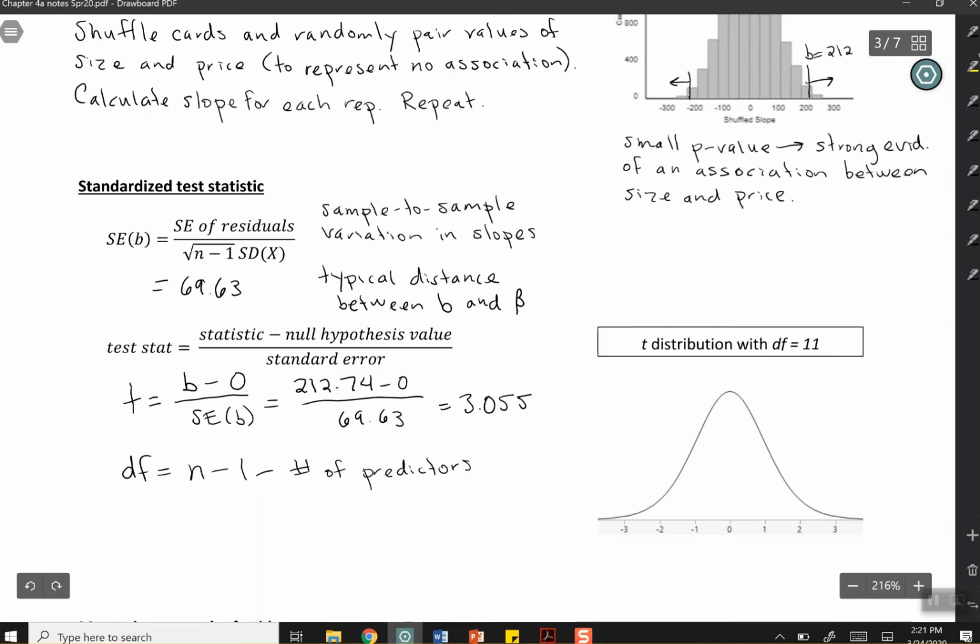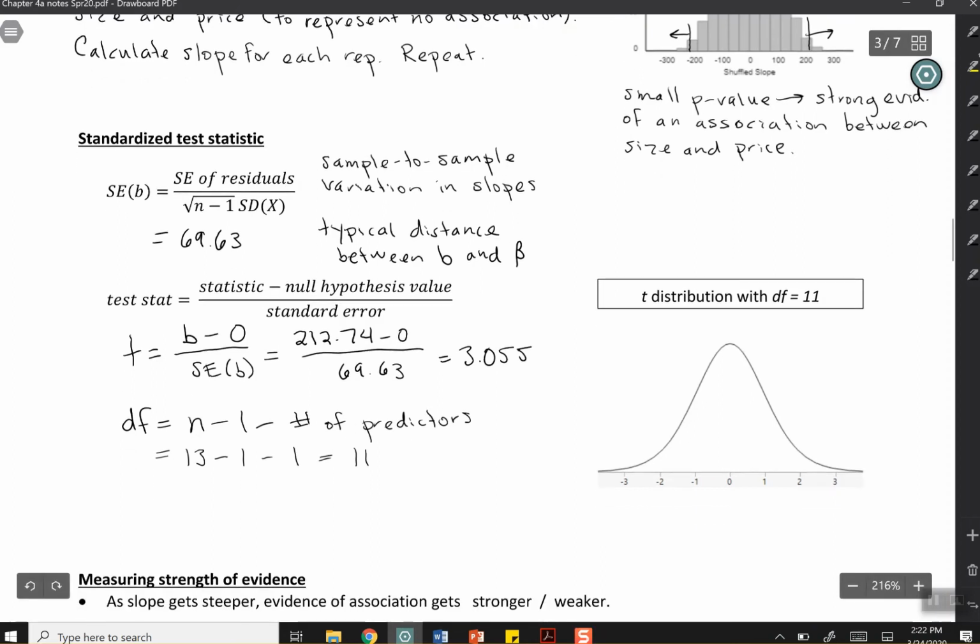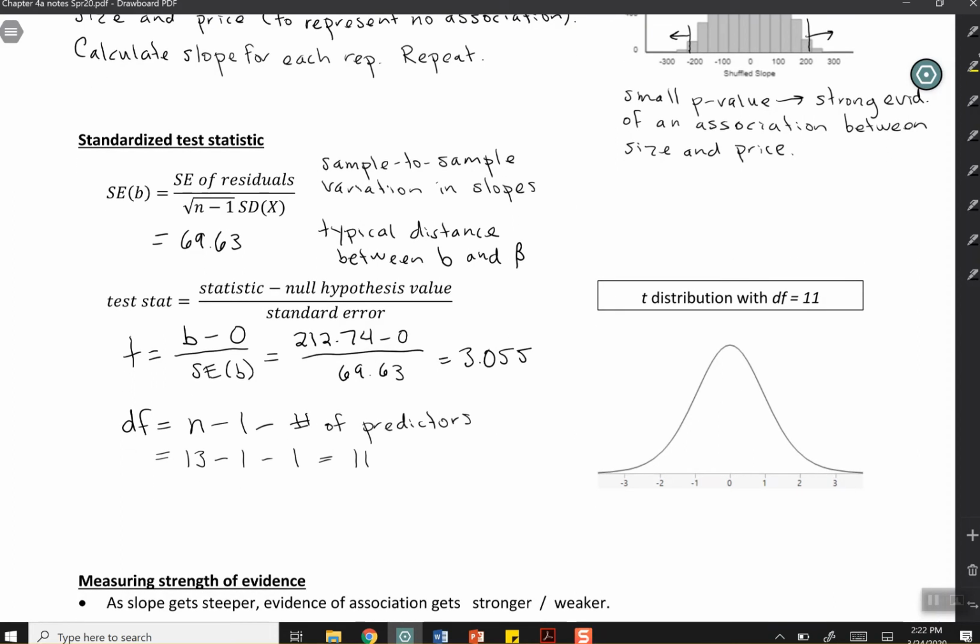In this case, we're using just one predictor. We're only using size to predict the price. But later we'll see examples where we have more than one predictor. Here we had 13 houses in this data set. So it's 13 minus 1 minus our one predictor, which is size, and we end up with 11 degrees of freedom. This picture is showing what a t-distribution looks like with 11 degrees of freedom.